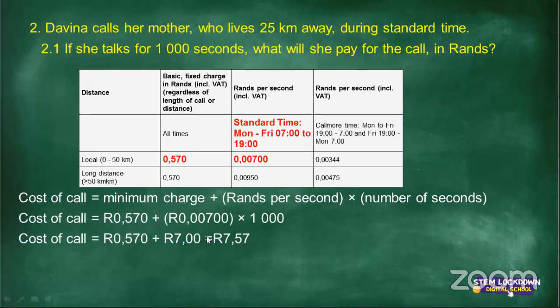For now, I'll end it here because we are running out of time. So this will be our answer, 7 rands and 57. Tomorrow we'll continue from here because we are not done with tariffs. I'll take over from this slide tomorrow, and I'll also do the example Hanitizer asked me to do.